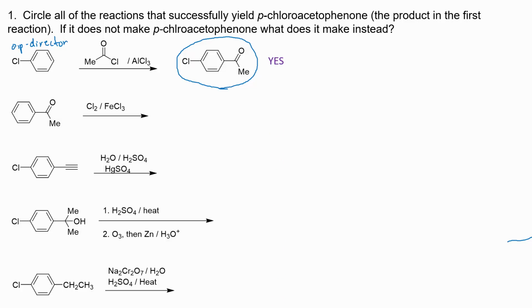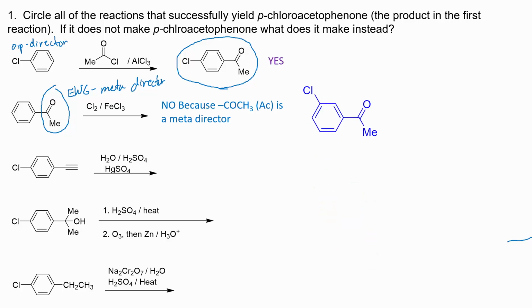All right, what about the second reaction? This group here, which is called acetyl, is an electron withdrawing group and a meta director. Thus, this one is going to fail because it's going to produce metachloroacetophenone.